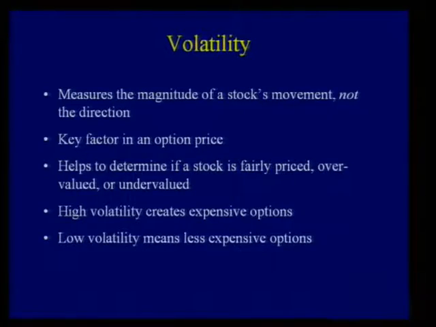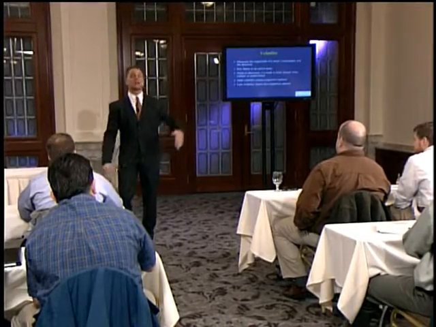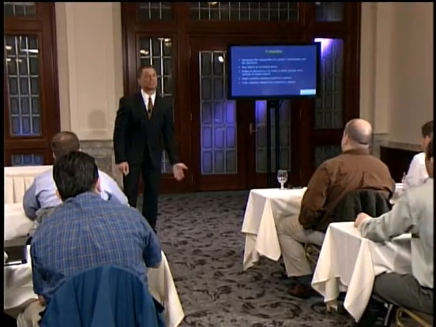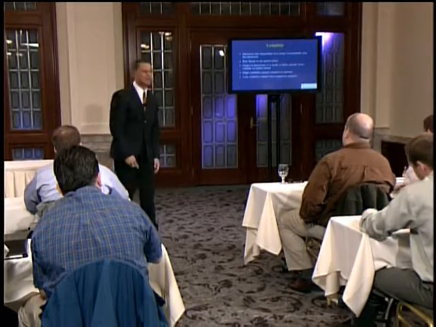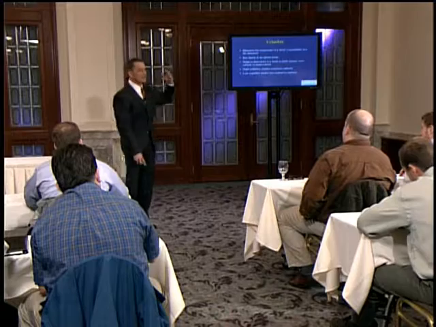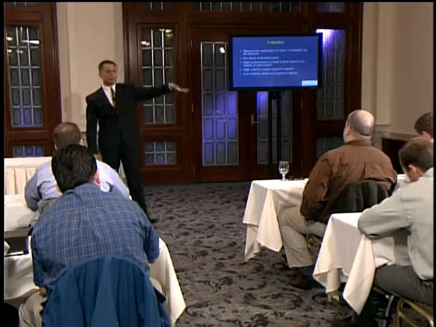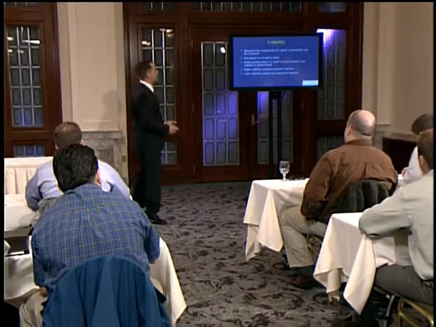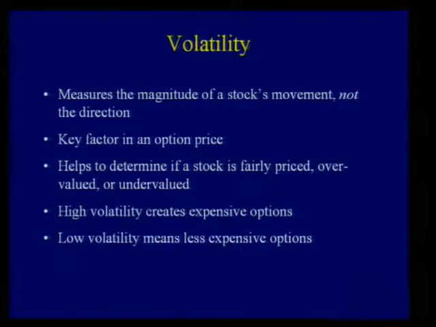Volatility measures the magnitude of the stock's movement, not the direction, all right? So you could have a stock that trades fairly flat, but is very volatile. It goes from 30 to 40, slams down to 30, then goes up to 40, slams down to 29, goes up to 28, it's very, very volatile. Not necessarily a bullish trend or a bearish trend, just volatile. This is a key factor in an option quote. Volatility is what it's all about.